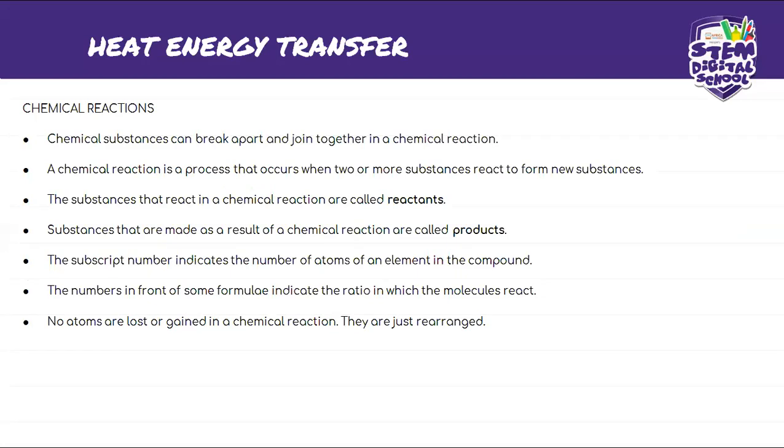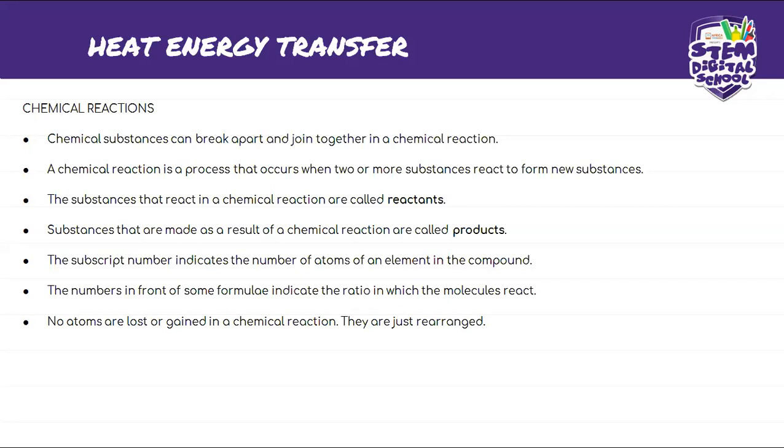Chemical reactions. A chemical reaction can break apart and join together. A chemical reaction is a process that occurs when two or more substances react to form new substances. The substances that react in a chemical reaction are called reactants, and substances that are made as a result of chemical reactions are called products. The subscript number indicates the number of atoms of an element in the compound, and the number in front of some formula indicates the ratio in which the molecules react. No atoms are lost or gained in a chemical reaction.